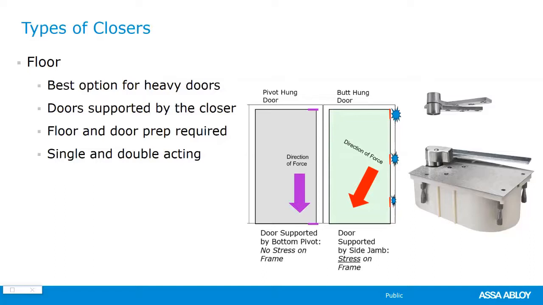And they require some planning. They're not the easiest to install. Rixson sells these. They have some really great tools that you can buy from them, plumb bobs and alignment tools that definitely make them easier to install. But if you have a really heavy bullet resistant, attack resistant, blast resistant, lead lined, hurricane rated, these really big heavy doors, and you need a good closer, a floor closer is honestly the best way to do it.